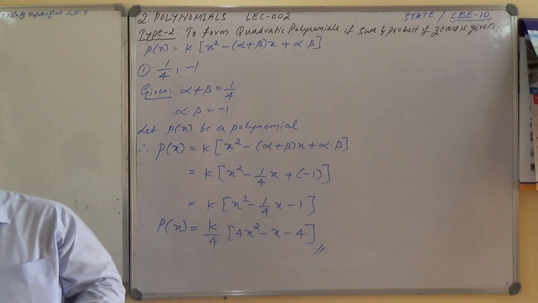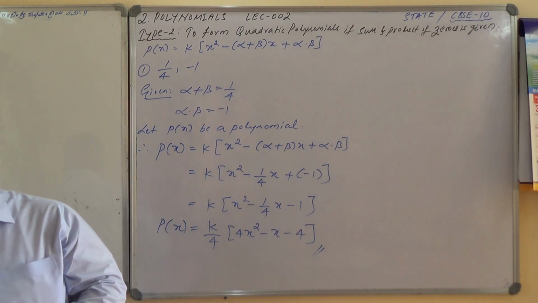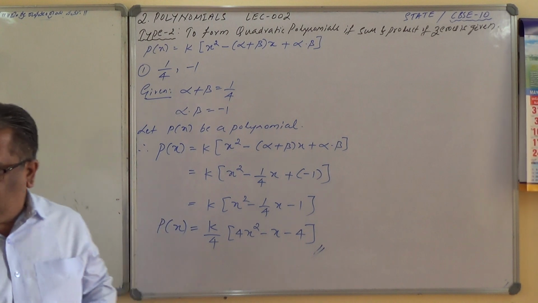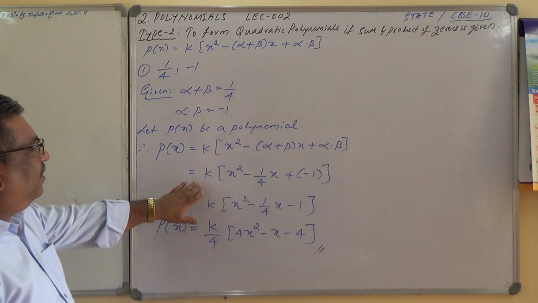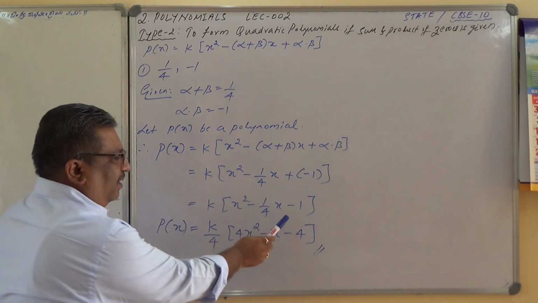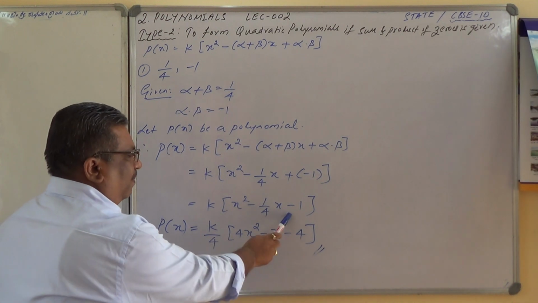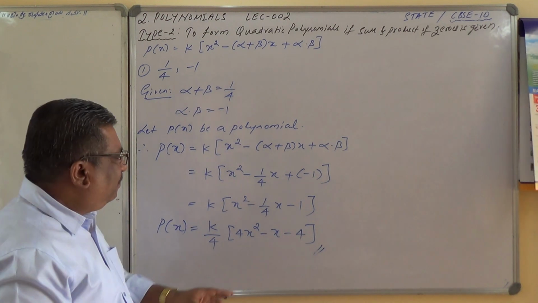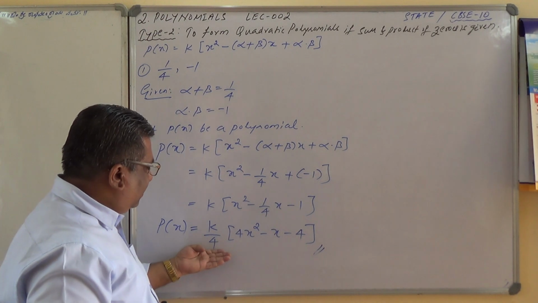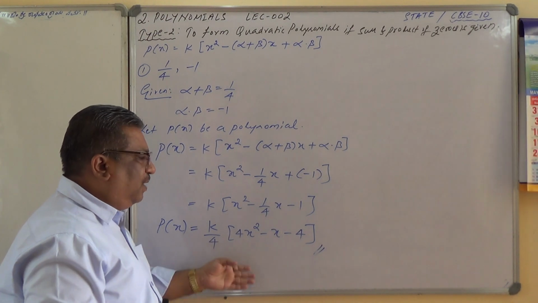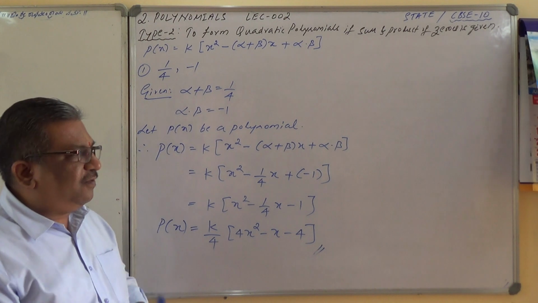Check this one. This is how you can find it out. Sometimes you can stop here also. Here also you can stop. Sometimes you can stop here. But see here, why I am asking you to take this 1 by 4 outside and do this, please listen carefully.